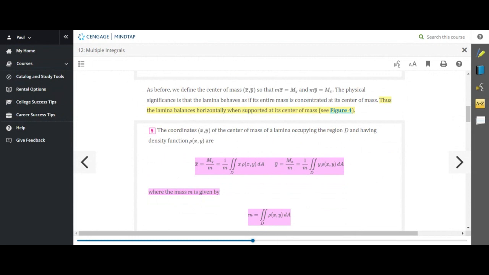Has anybody seen these in another class? Finding the center of mass of a lamina is an important application of multivariable calculus. Simon says he thinks he might have seen it in physics.